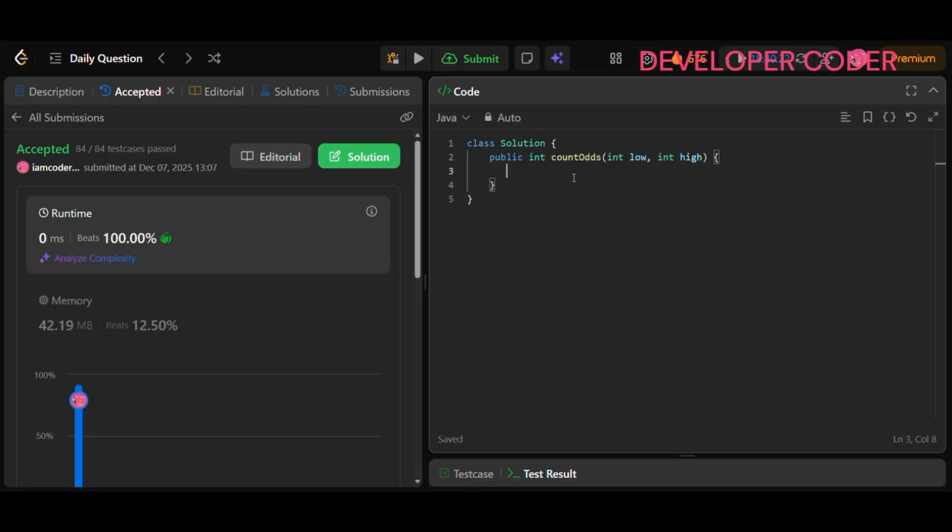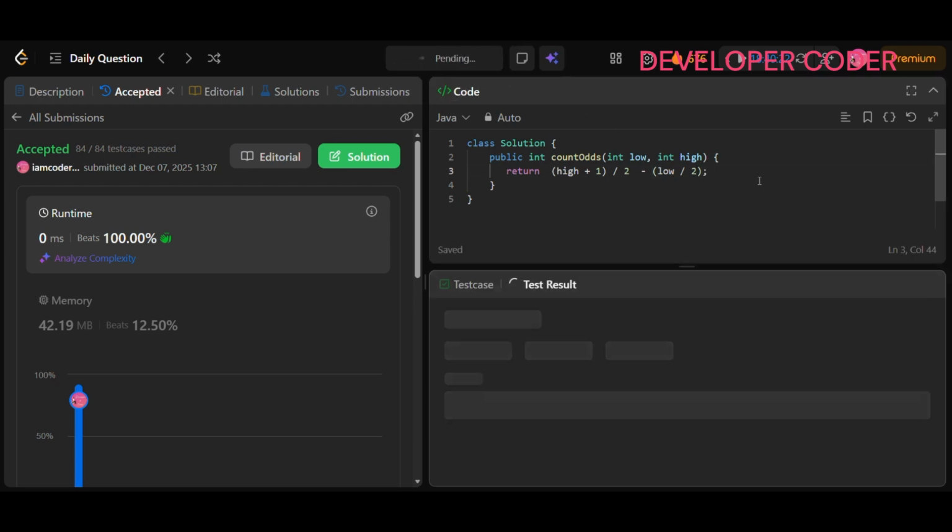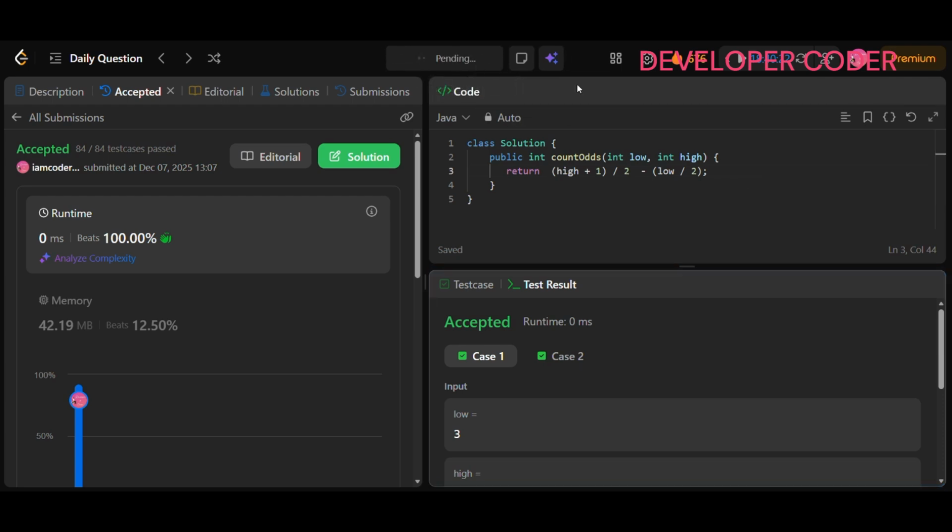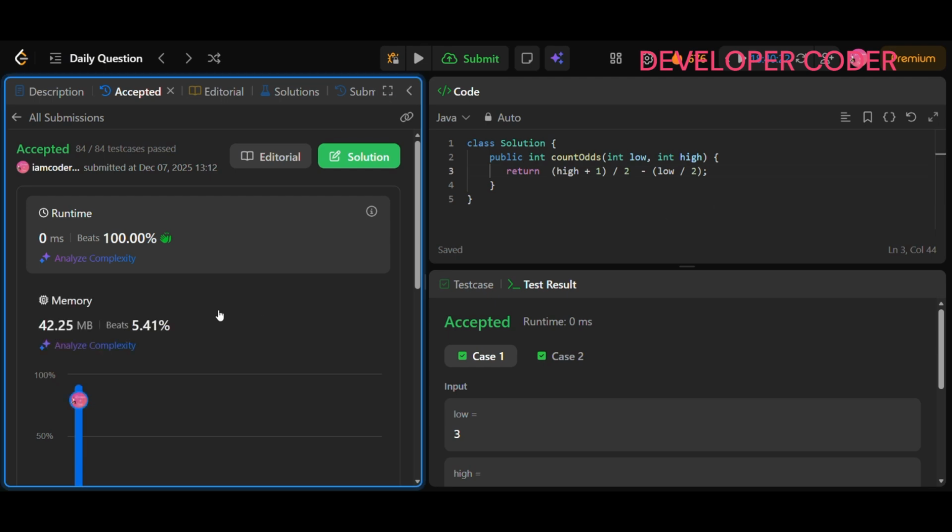So here what you need to do is simply return high plus 1 divided by 2, and minus low divided by 2. That's it. So this is going to be your output, right? Now let's run it. See, all the tests have been accepted, right? Now let's submit it. So see, our solution is accepted, right?